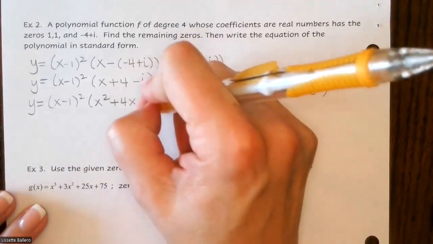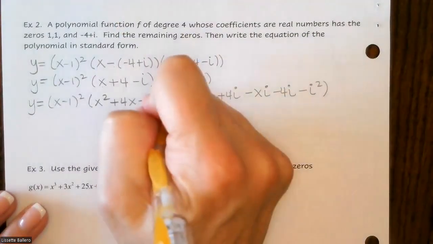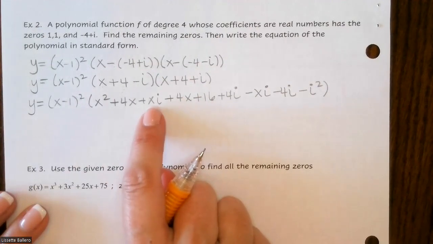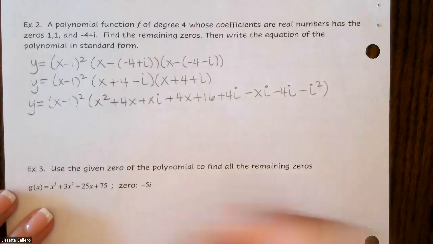All right, I wrote this incorrectly here. That should be an xi. Sorry about that, if you'll change that. x times i gives us xi. I wrote 4i there. It should be an xi. All right, so now we're ready to simplify this.